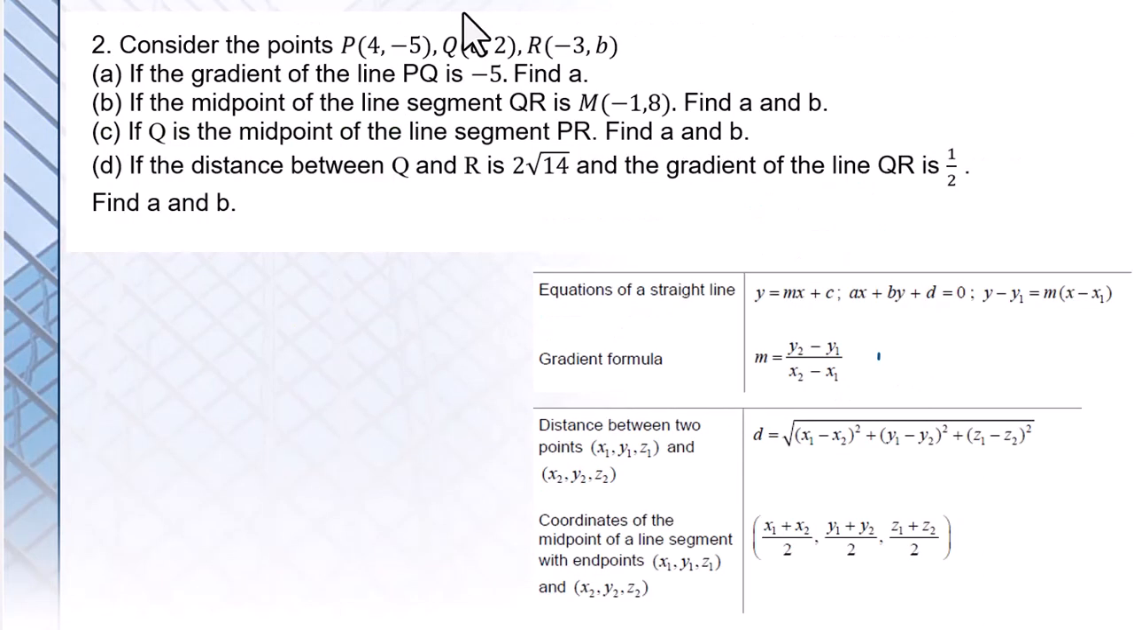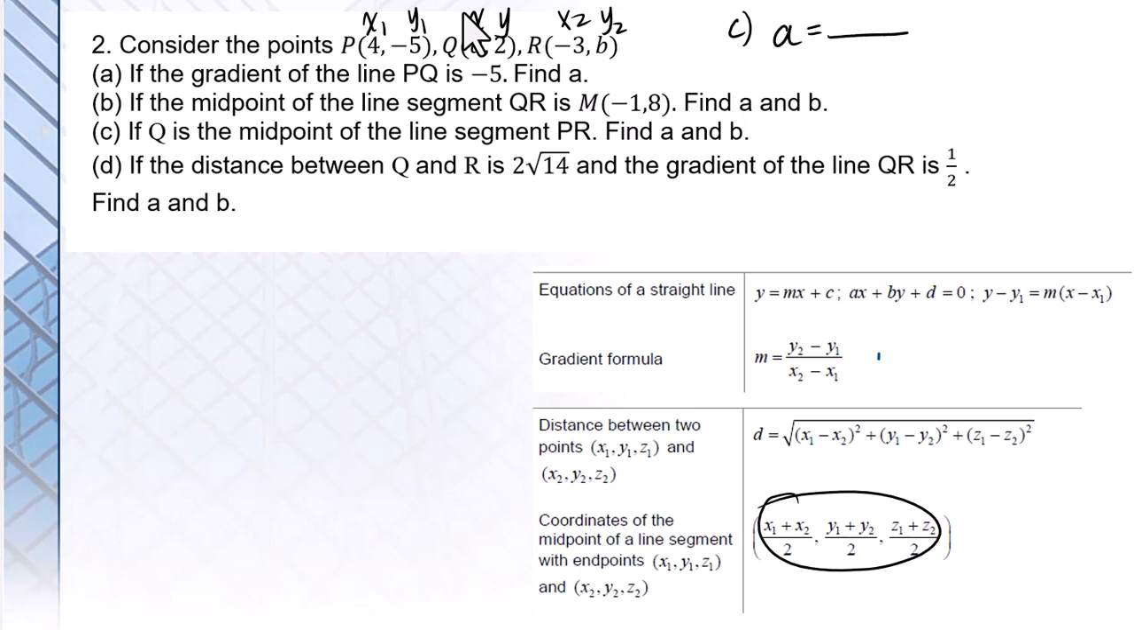Go to C. If Q is the midpoint of the line segment PR, find a and b. Let's label Q as the midpoint x, y, and x1, y1, x2, y2. We will use this formula. x is a equals x1 plus x2, 4 minus 3 over 2. We got 1 over 2.